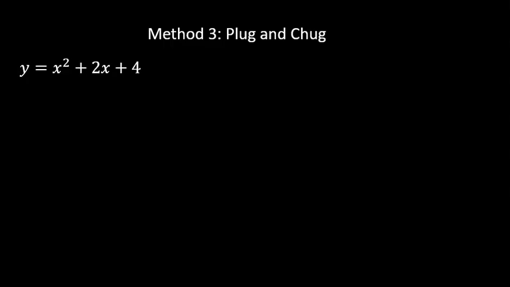You literally just put random numbers into x, and then you hit enter on your calculator. If you're not using a calculator, just do it by hand. Whatever comes out as the answer is going to be y. So let's go ahead and set it up real quick. I'm going to make a graph right here.